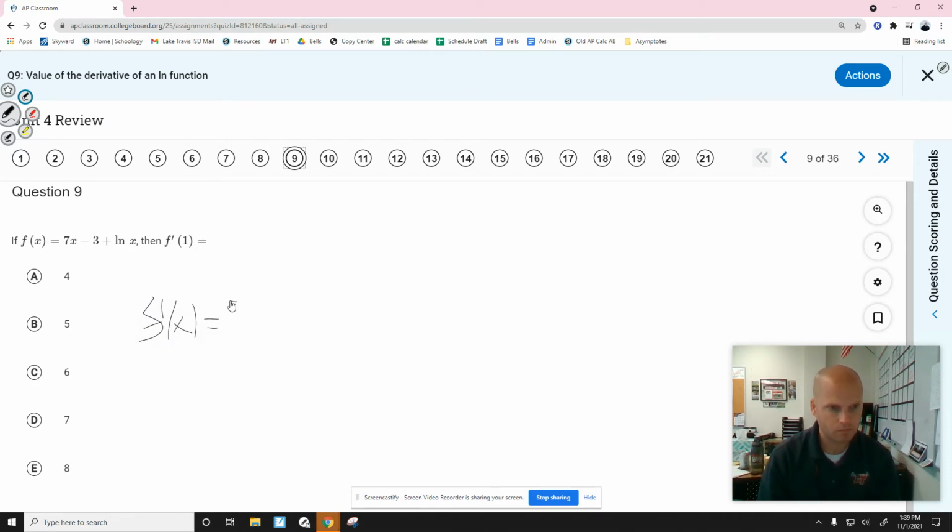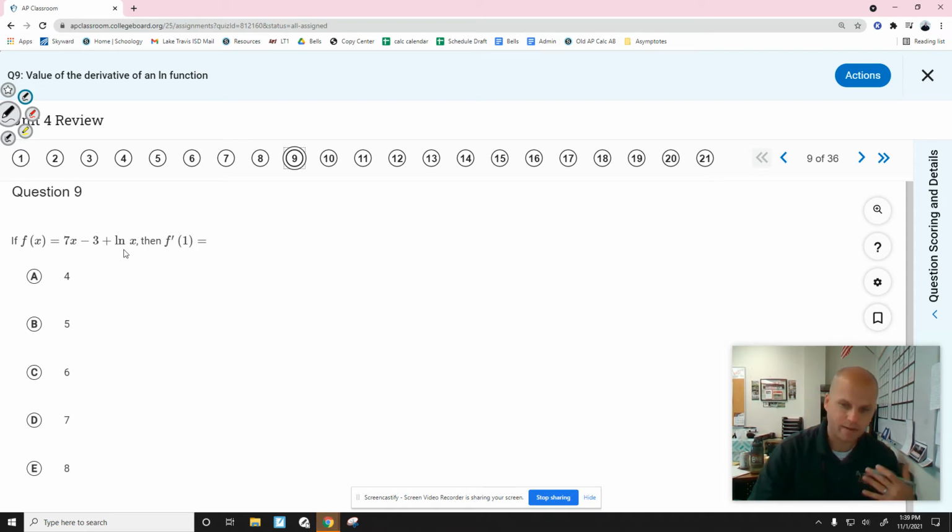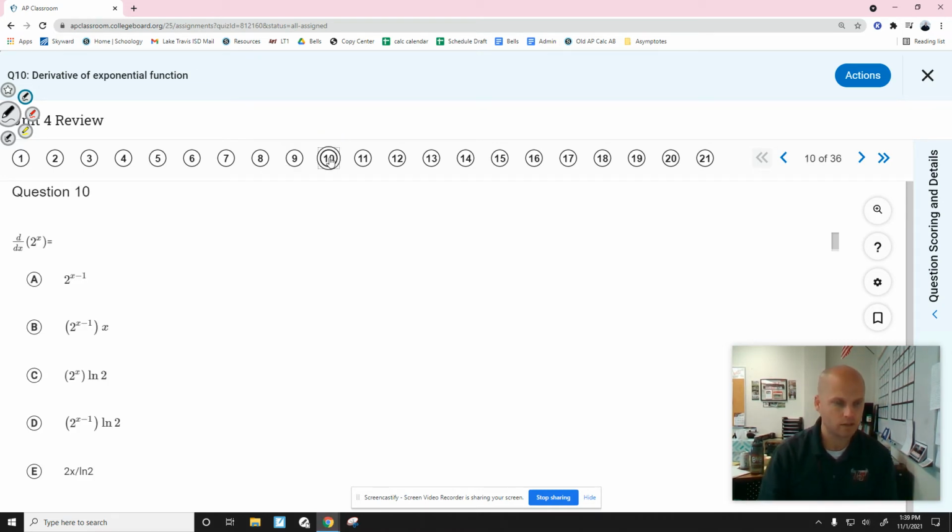Take the derivative. 7 minus 0 plus 1 over x. That's the derivative of log x. Don't forget, log 1 is 0. 7 plus 1 is 8. Hooray. That was an easy question. Maybe it's a quick little reminder: oh, derivative of log x, 1 over x. We're going to have to do function analysis of log x.